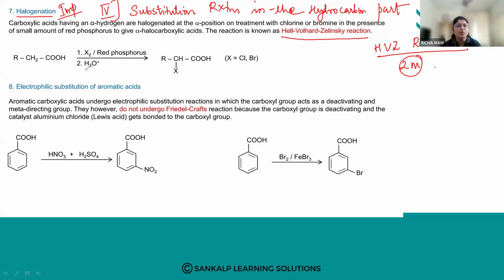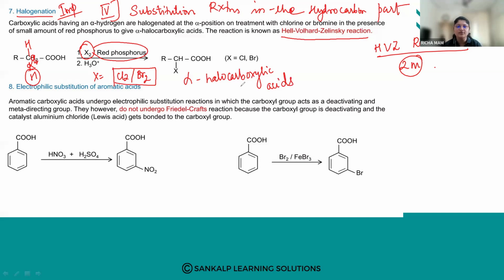So what is happening here? The carboxylic acid having alpha hydrogen. This is a carboxylic acid, and this is your alpha carbon, to which two hydrogens are present. So there is an alpha hydrogen present. We are going to treat it with a halogen, that is X2. Either you can use chlorine or bromine. Your X2 will be either Cl2 or Br2 in the presence of red phosphorus, and we are going to get an alpha halo acid. At this alpha carbon, one of the hydrogens will be replaced by a halo group. Okay, what is going to happen?